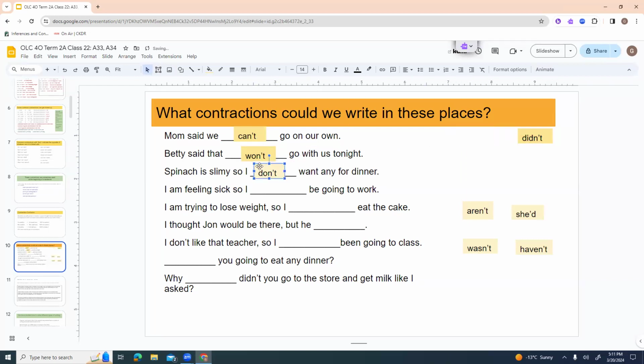I am feeling sick, so I wasn't going to be going to work. I'm trying to lose weight, so I didn't eat the cake. I didn't eat the cake.